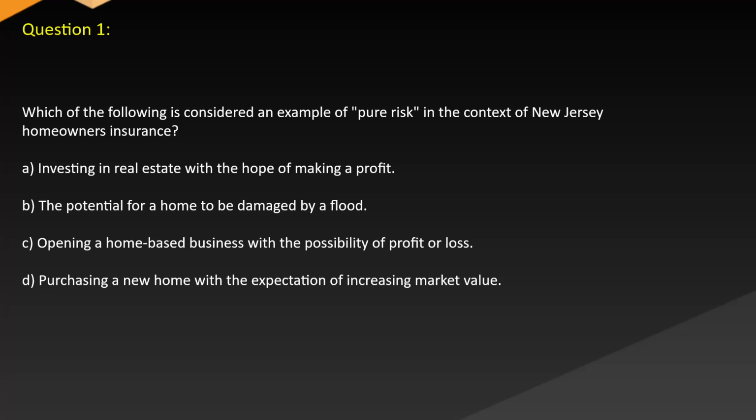Question 1. Which of the following is considered an example of pure risk in the context of New Jersey homeowners insurance? A. Investing in real estate with the hope of making a profit. B. The potential for a home to be damaged by a flood. C. Opening a home-based business with the possibility of profit or loss. D. Purchasing a new home with the expectation of increasing market value.